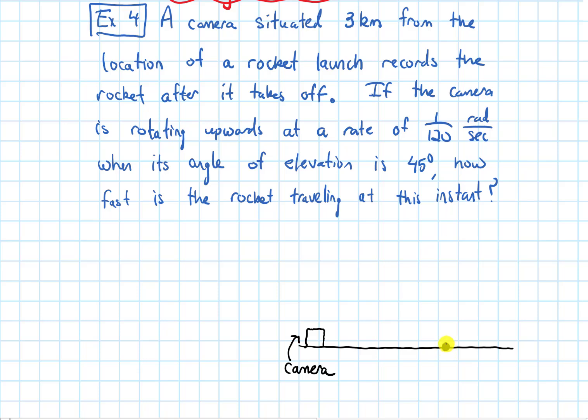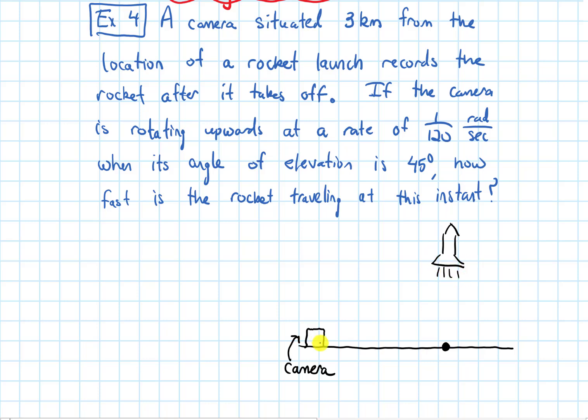After some amount of time, the rocket takes off, and as it takes off, the camera is tracking the rocket. So I'm going to draw the rocket somewhere in the air, maybe something like this. The rocket is moving upwards.